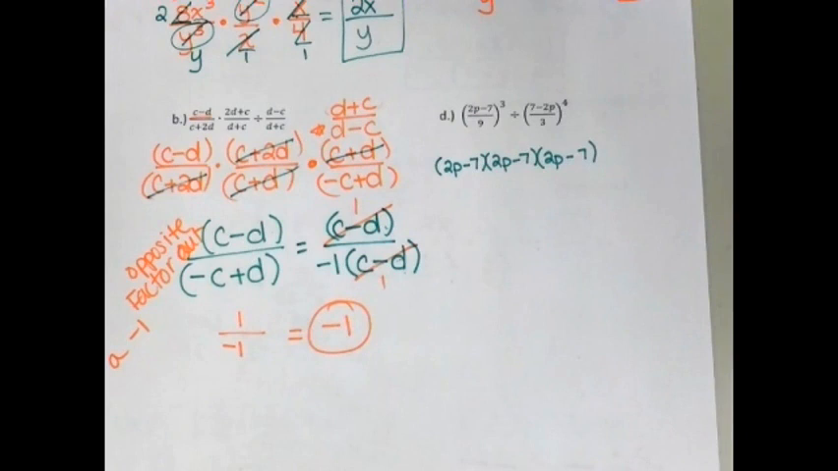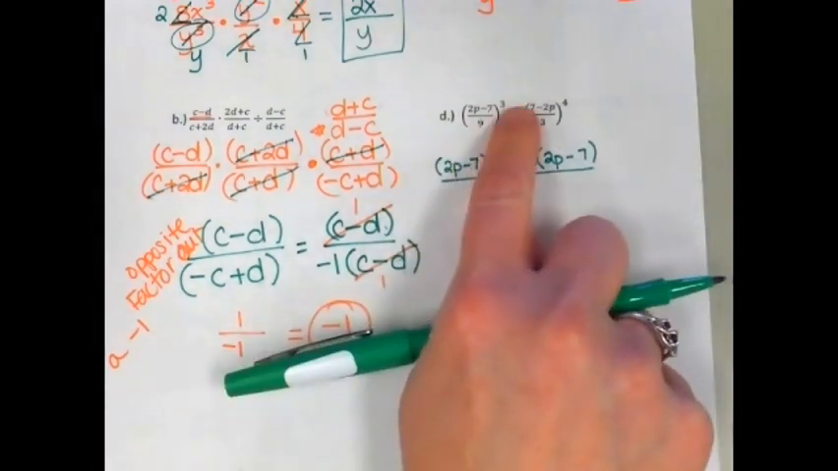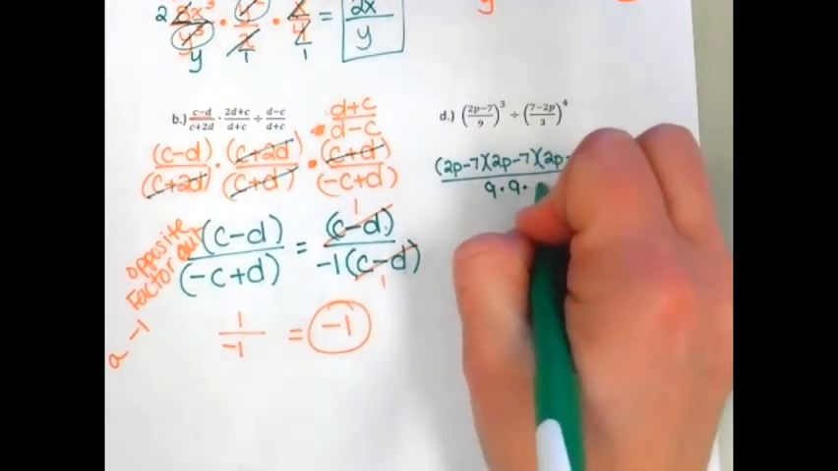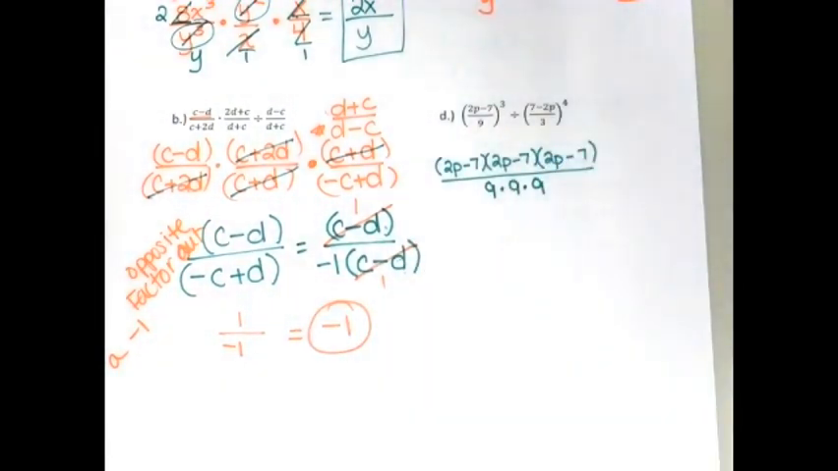You would have to FOIL all of this, right? And do you guys want to FOIL all of this? No. Now, in the denominator, 9 cubed is just 9 times 9 times 9. Can you do that math? Yes, but I'm not going to make you do that right now, okay?